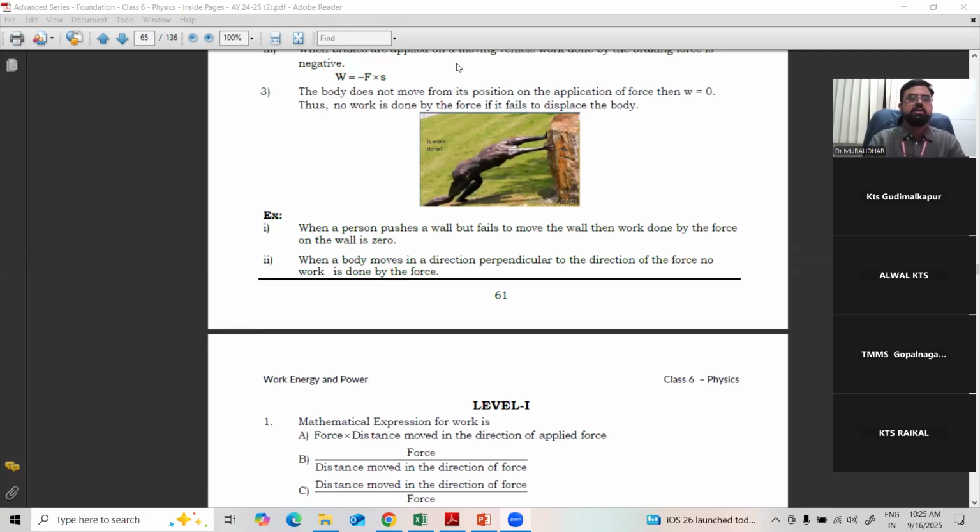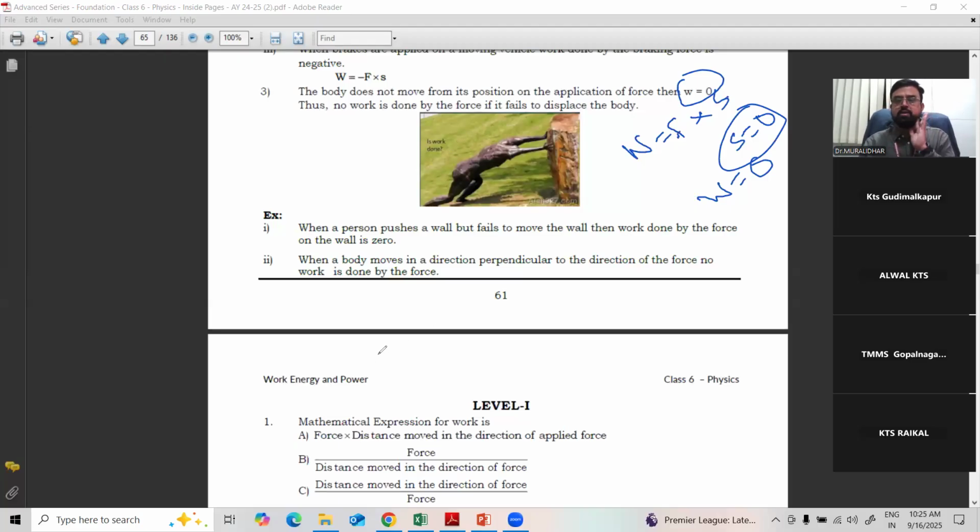Now the third case you can see. What is the third case? If the body does not move from its position on the application of force, then work done is zero. First case, right? It means it does not move, displacement is zero. W is F into S. So if S is equal to 0, what happened? F into 0 is nothing but 0. So W also becomes 0. If there is no displacement on a body, then we can say the work done is 0. For example, when a person pushes a wall but fails to move the wall, then the work done by the force on the wall is 0. Correct? You agree or not?